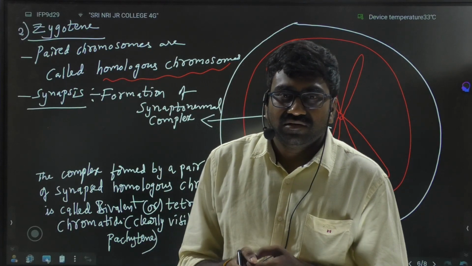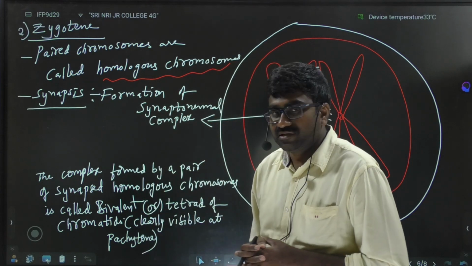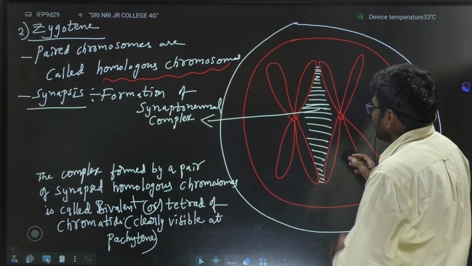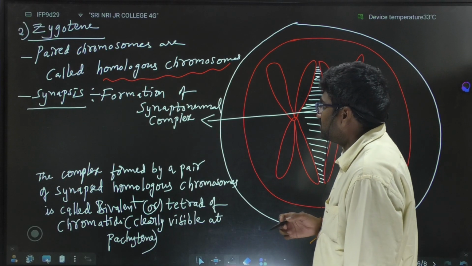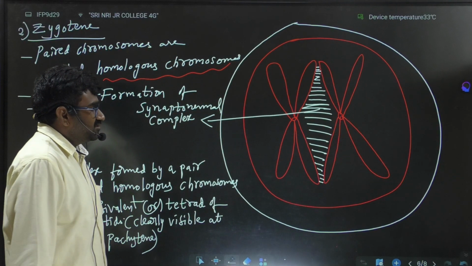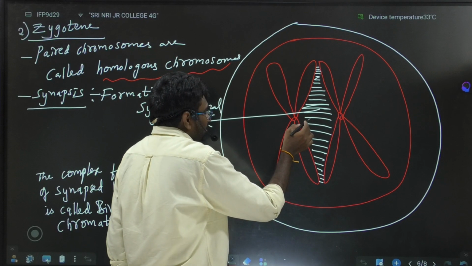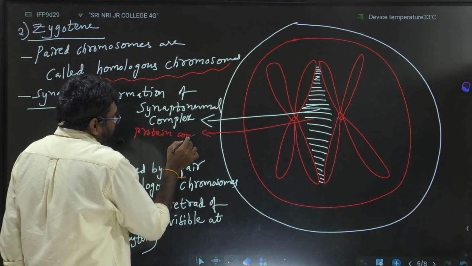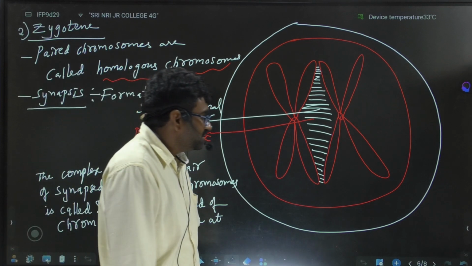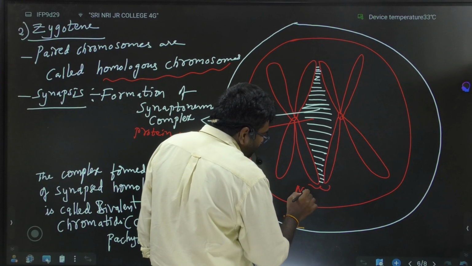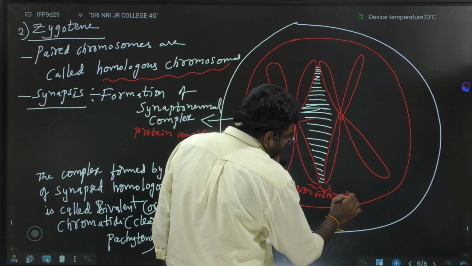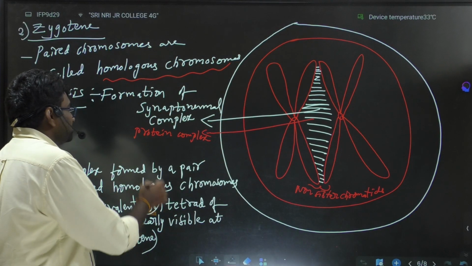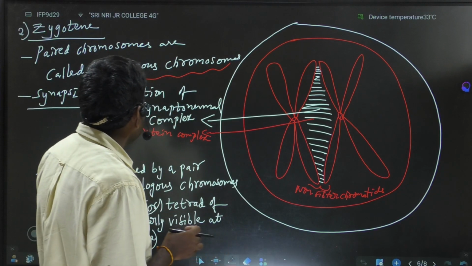Homologous chromosomes means the chromosomes which are similar in size, similar in shape, and similar in structure. These two chromosomes are paired and known as the homologous chromosomes. Here, synapsis, that is formation of a protein complex, takes place. This protein complex is known as the synaptonemal complex. It is formed between the non-sister chromatids of homologous chromosomes.